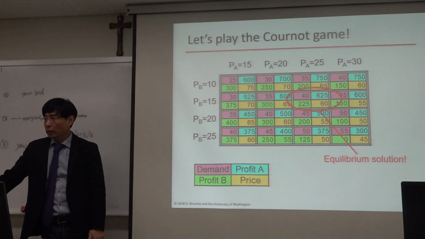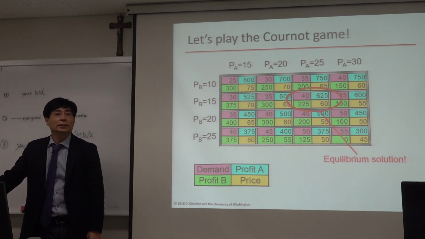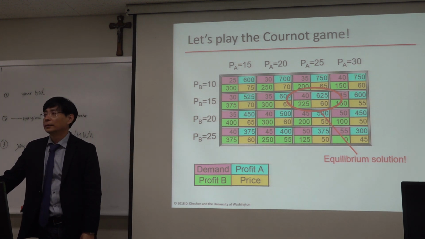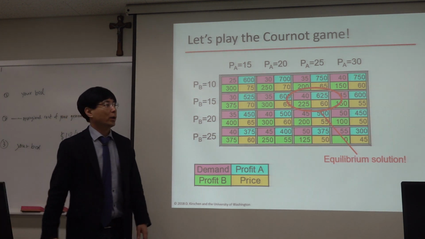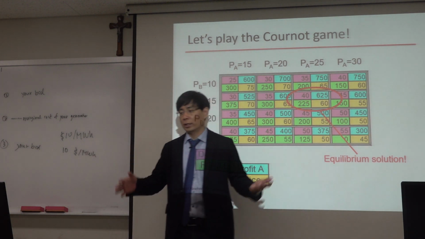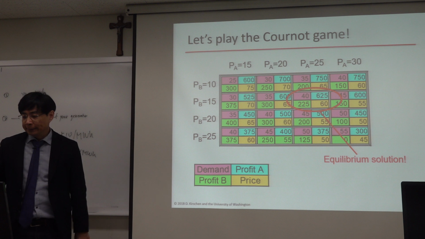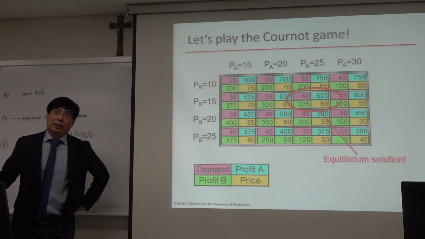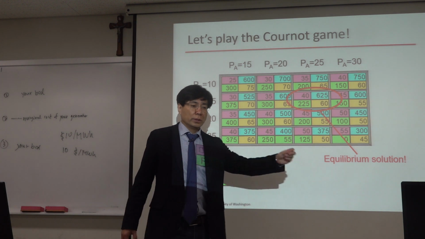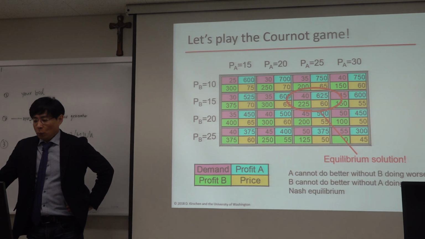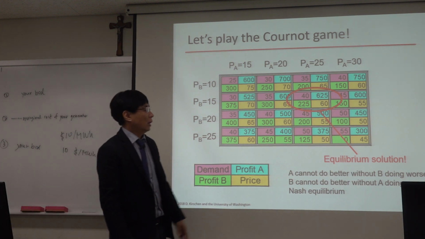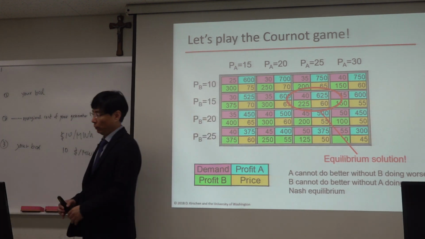Third, what would be the third? How to get to that equilibrium point? That's question 3. So how can we reach this equilibrium? That is a kind of algorithm, the bidding algorithm, right? So reaching the equilibrium means the convergence of the algorithm. Okay, A cannot do better without B doing worse. B cannot do better without A doing worse. That is called Nash equilibrium.